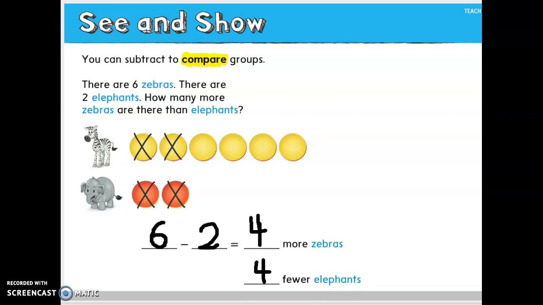So we're going to subtract to compare these 2 groups. There are 6 zebras. There are 2 elephants. How many more zebras are there than elephants? So we say 6 take away 2 equals 4. There are 4 more zebras, and there are 4 fewer elephants. So we would have to have 4 more elephants in order to equal the same amount of zebras.